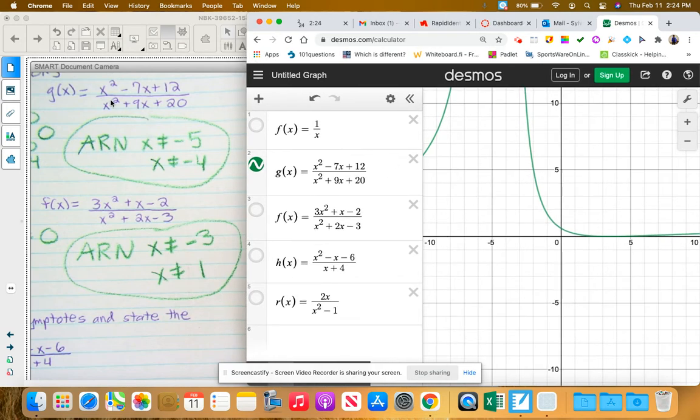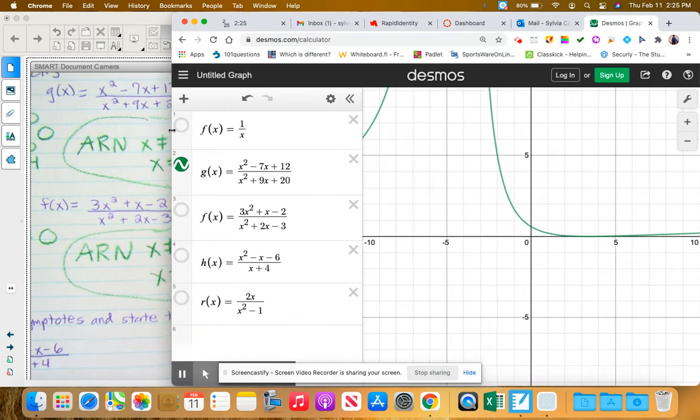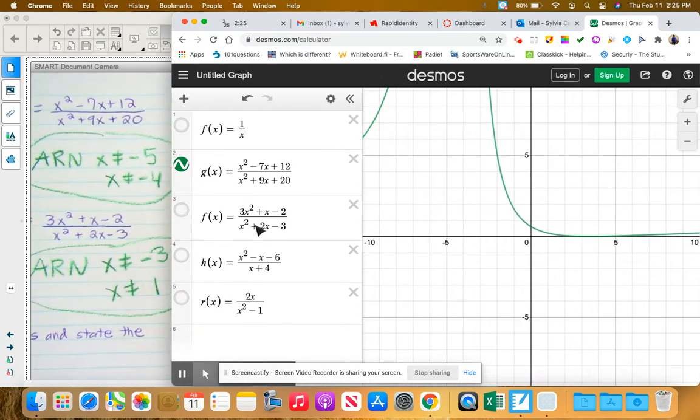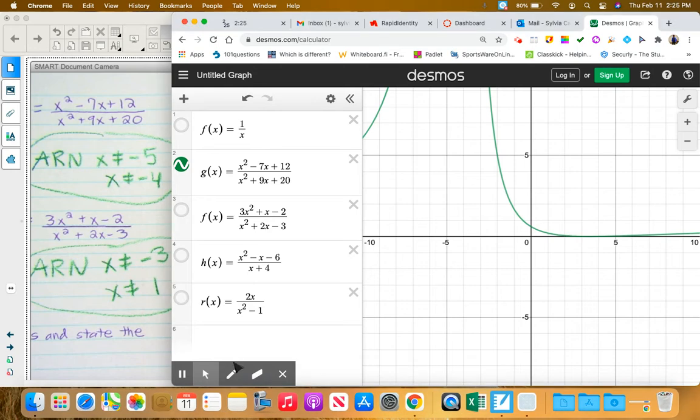This is the first one, x squared minus 7x plus 12 divided by x squared plus 9x plus 20. So there are two vertical asymptotes. There's one at x equals -5, and there's one at x equals -4. So what that means is there's going to be some lines that I'm going to draw in here so that you can see more of what I am talking about. So this is where x is -5. And my other line is x equals -4.